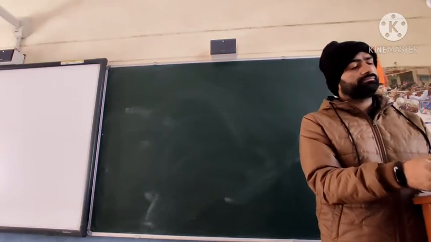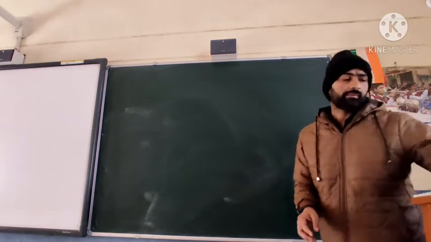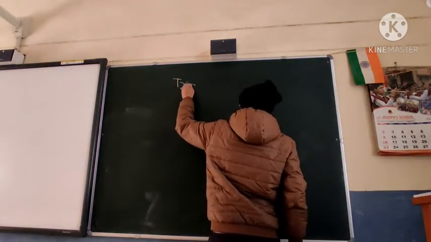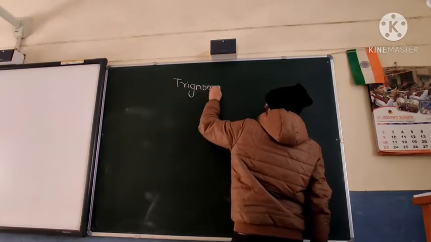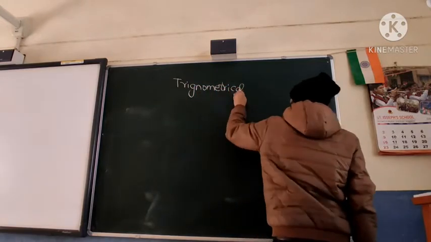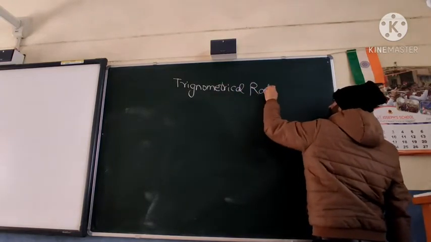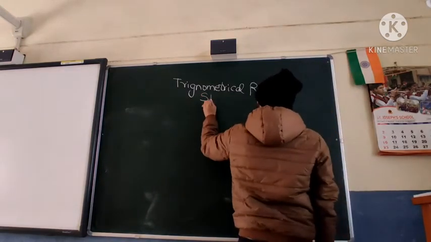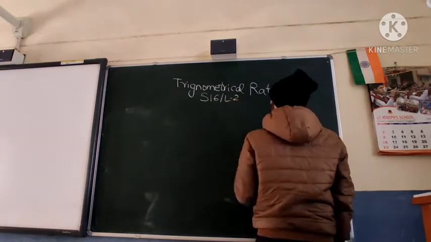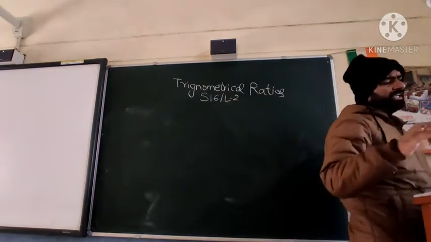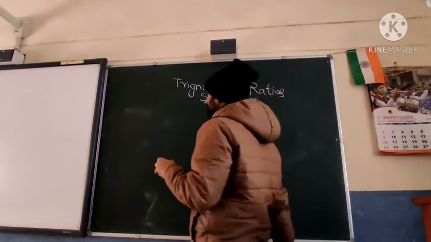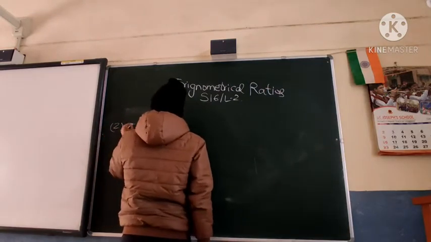So this chapter is trigonometry, trigonometrical ratios. This is section 16, lesson 2, lecture 2. So I have told you about sine. Let me talk about another trigonometric ratio. The second one is called cosine.